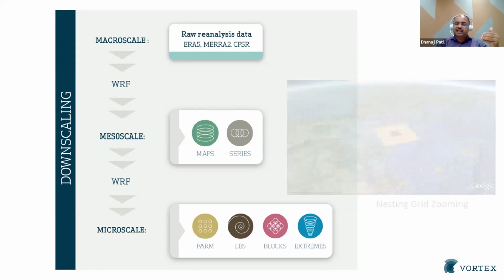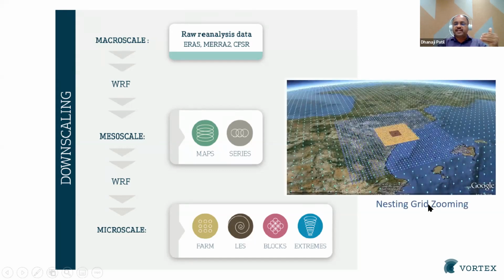Okay, before going to the next slide, one more message. You can see here in Vortex, we are using a nesting grid zooming approach. You can see our first domain, which is the blue box here, and these green dots are reanalysis data. So you can see we are not just taking the nearest node point of reanalysis data or just the four corners of that subgrid, but we are referring to several hundreds of node points of information from reanalysis data as an input, and then we start the downscaling.